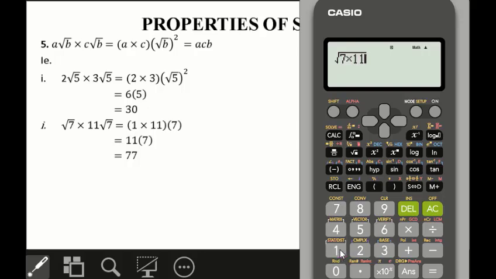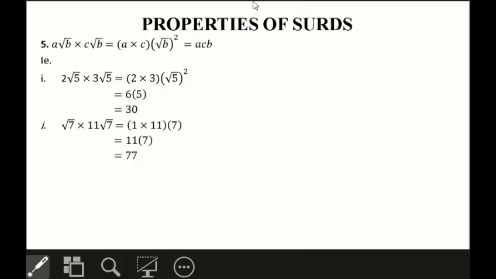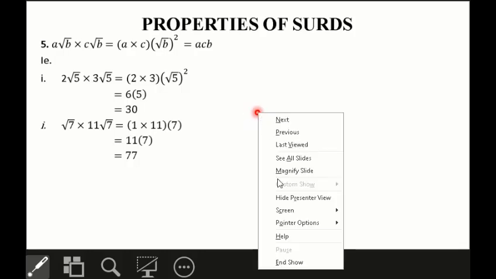Good. So let's punch this one too on the calculator so that you get the root of 7 times 11 root 7, and you press equal to. That one is giving us 77, right? Good. So let's continue, this time with a trial example.